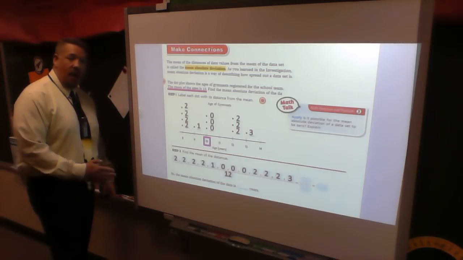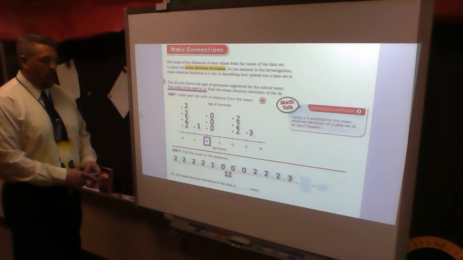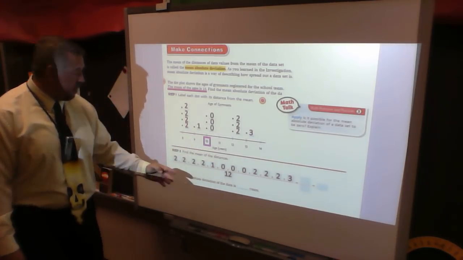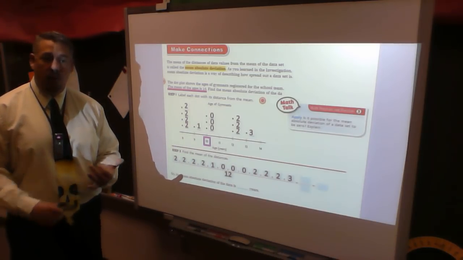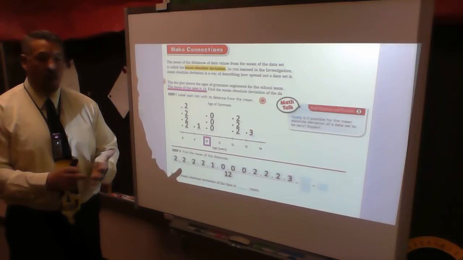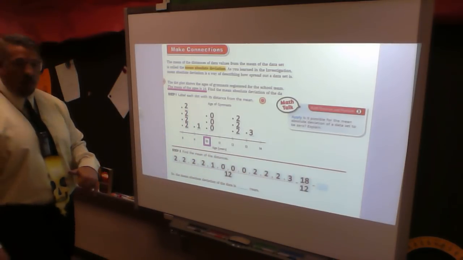So then I know I have to add all of my numerator together. When I add all of my numerator together, 2 plus 2 plus 2 plus 2 plus 1... So this is where your handy dandy calculator comes in, and you hit the number with an addition sign in between until you get to the end. You get an equal 18.